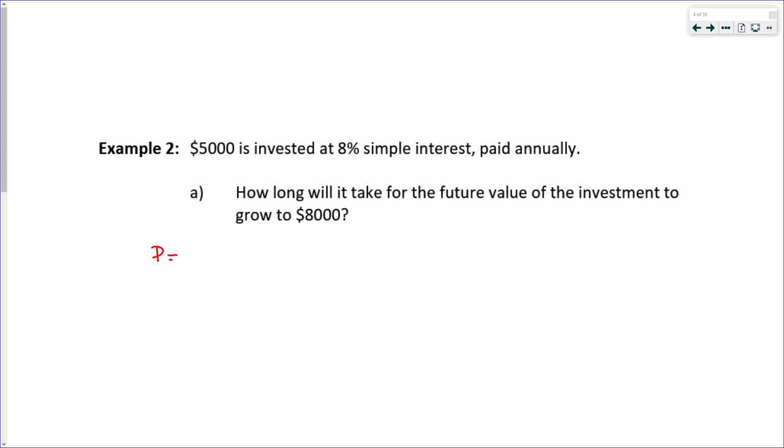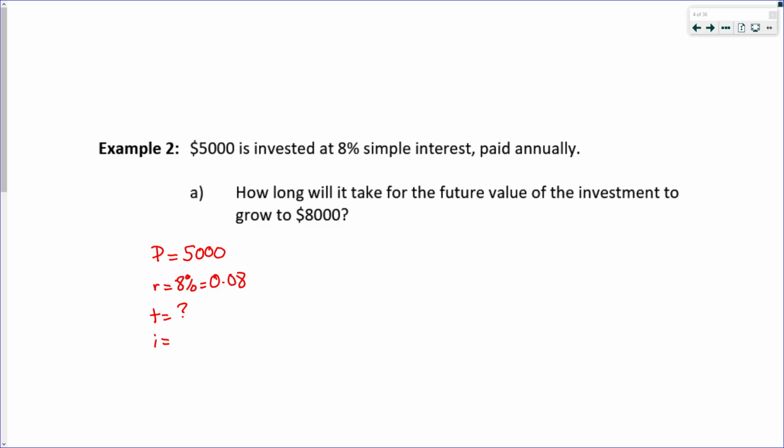So I need to find P, which is my principal, R, which is my interest rate, T, which is my term, and I, which is how much interest I'm going to earn. In this case, my principal, my starting amount, was 5,000. My interest rate is 8%, so change that to a decimal, 0.08. The term, in this case, is what I'm trying to find, so I don't know what that is yet.